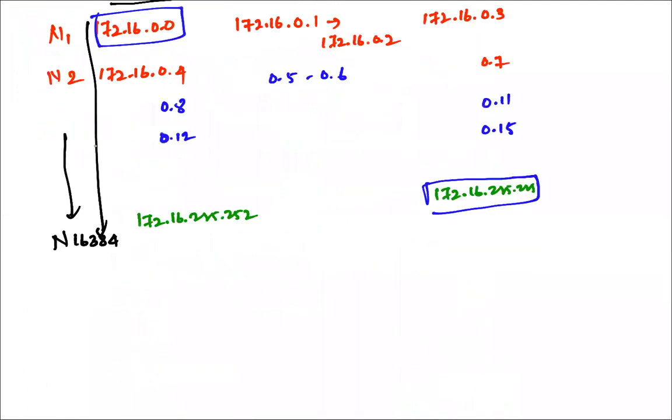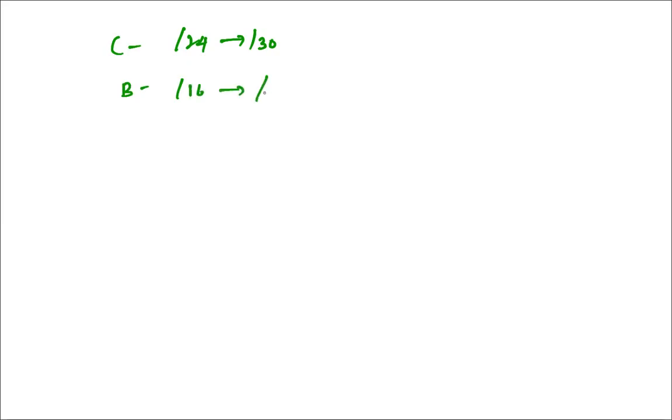Now, class C we started with /24 and went till /30. In class B, we start with /16 and go till /30. So here we started with /16 and went to /30.